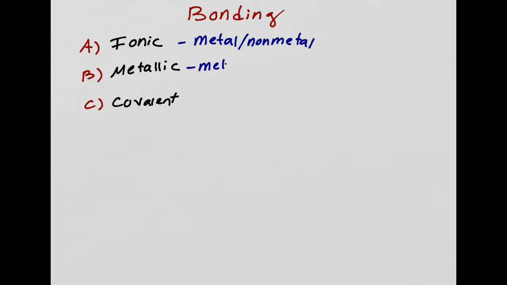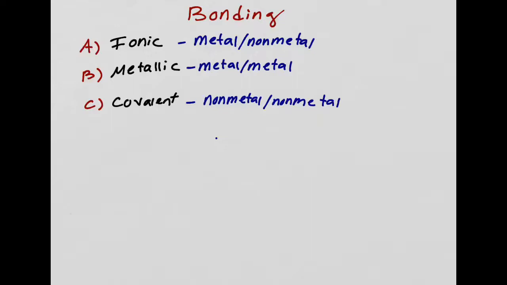Metallic bonding is when you have two metals together. Covalent compound is when you have two non-metals together. So always go back to the basics and you can never fail.